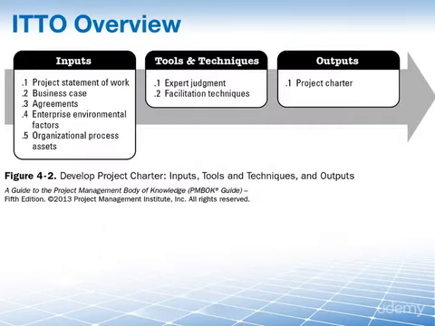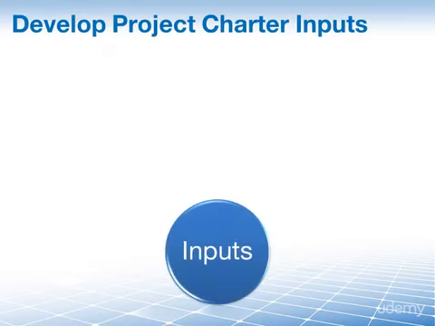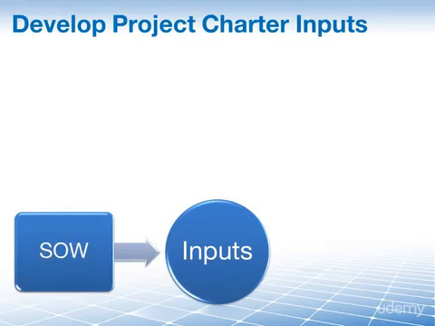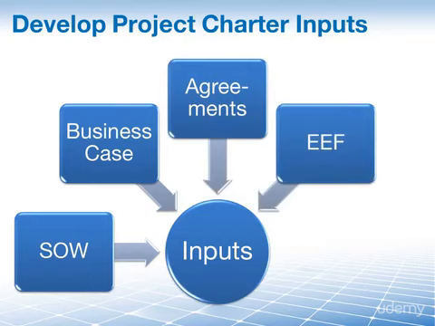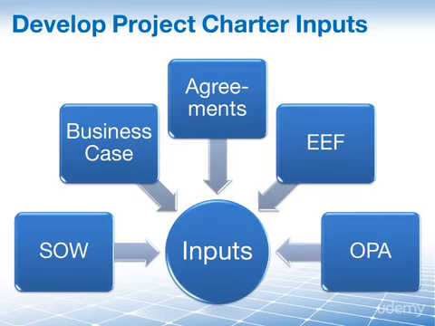Here is the overview of the inputs, tools and techniques, and outputs from the PMBOK guide. As you can see, we take a sizable number of inputs and work our way through them to produce the project charter as our single output. We begin with a quick overview of the inputs. We have the project statement of work, we have the business case, we will look at agreements, and of course we also have enterprise environmental factors and organizational process assets.